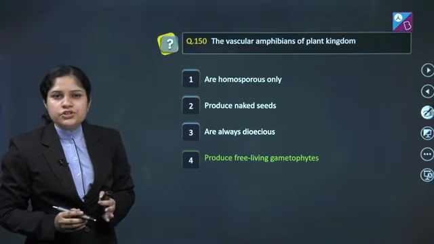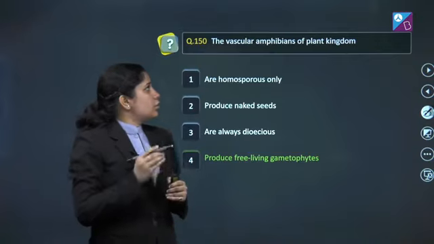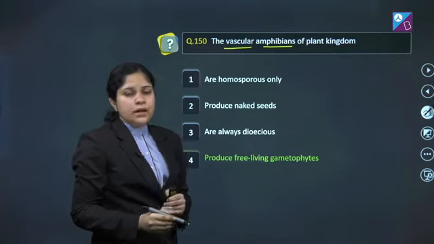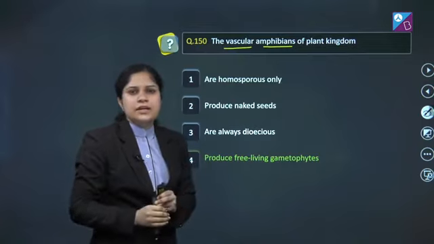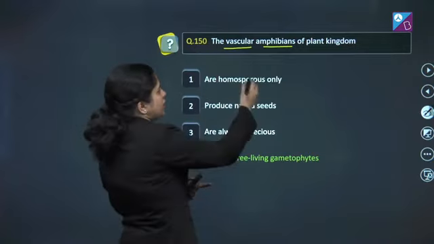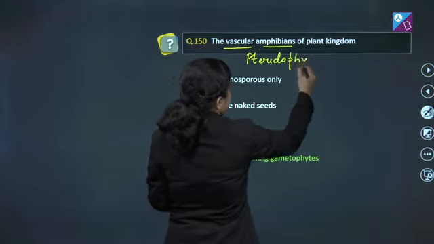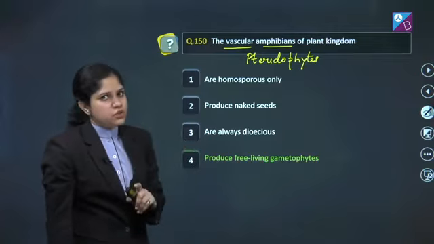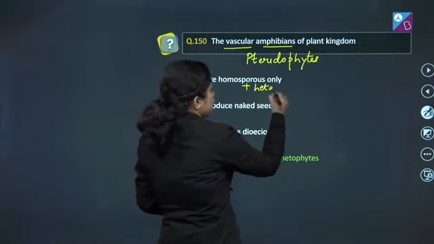This is the last question of this test, question number 150. Let's see the vascular amphibians of the plant kingdom. They are amphibians of the plant kingdom, that means they require water for fertilization. And along with that, they are vascular also, which means here we are talking about pteridophytes. Let's see the options. First, homosporous only. This is incorrect because they can be heterosporous also.